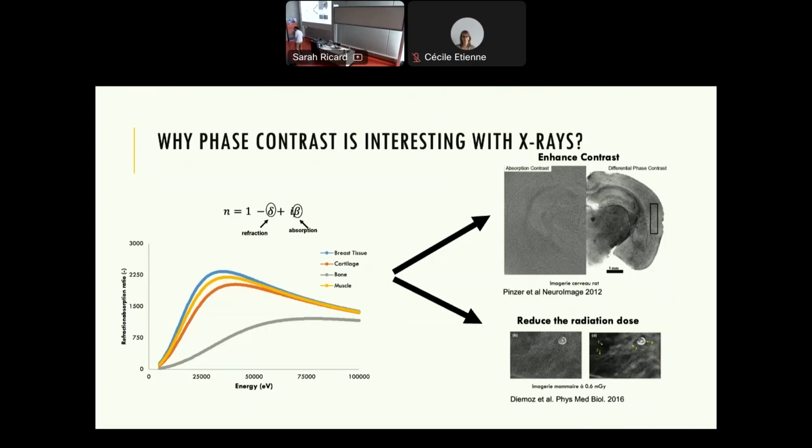Is there any other question related to this index of refraction?